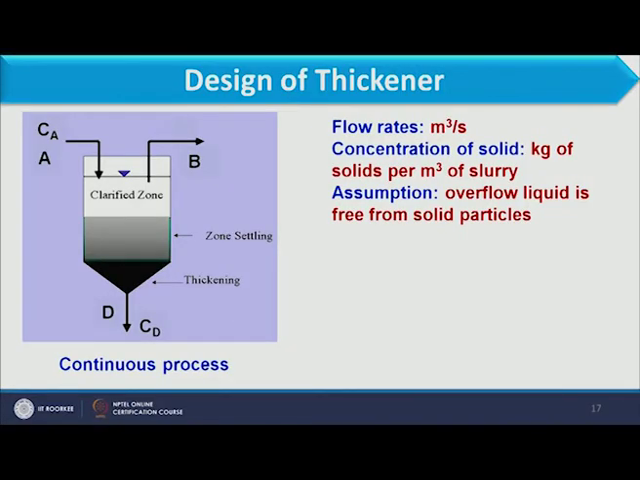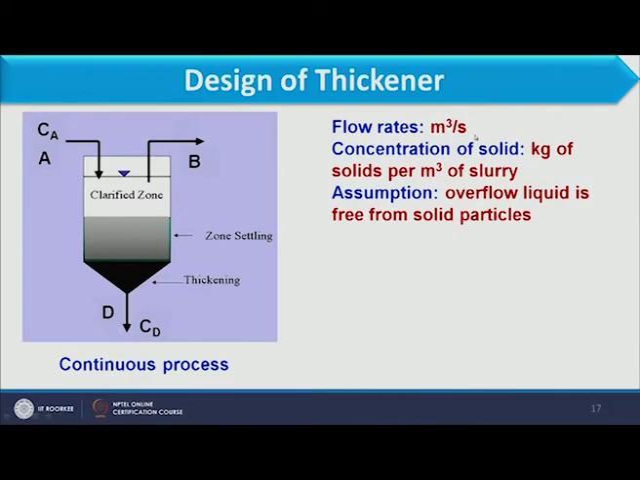So here we have the parameters which we will use for the governing equation for this design of thickener. First, we have defined the flow rate in meter cube per second. So all flow rates are volumetric flow rates. Concentration of solid we have defined as kg of solid per meter cube of slurry. The assumption we have taken is that the overflow liquid is free from the solid. So B does not contain any solid, that is the clear liquid.